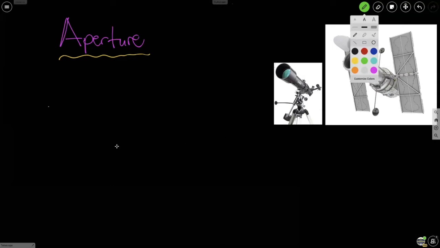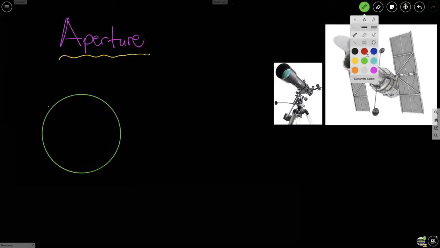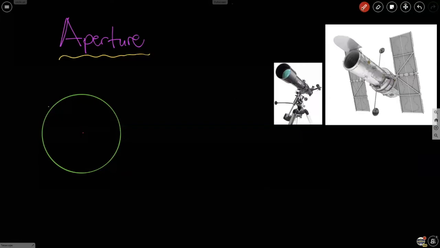This is really important because aperture is what really determines the efficacy, or the effectiveness, or just how good the telescope is. Essentially, the aperture is really just the diameter, and the diameter is just the length or the width of the circle. So whenever we're talking about diameters, whenever we're talking about aperture, we're just talking about how wide the circle is.